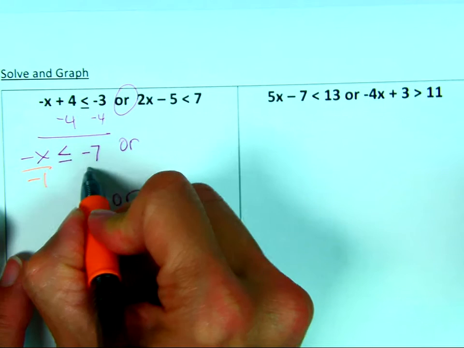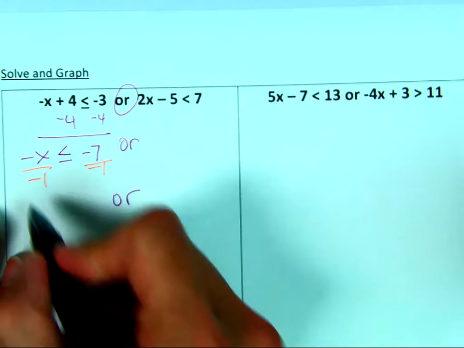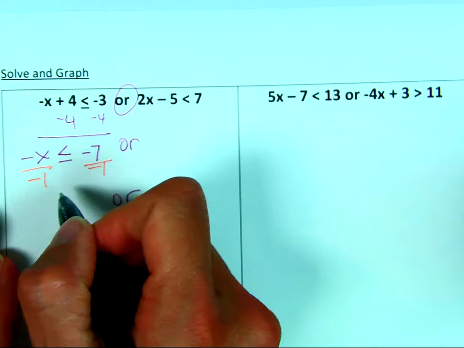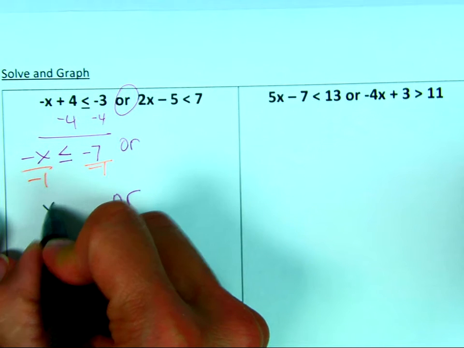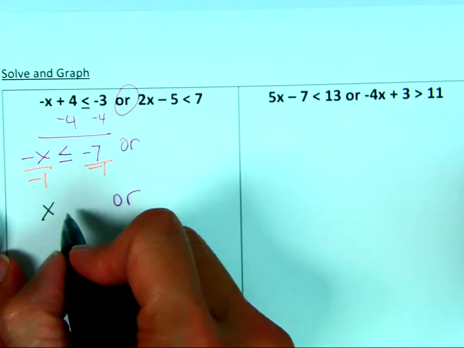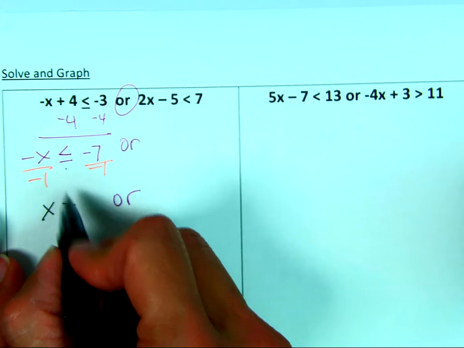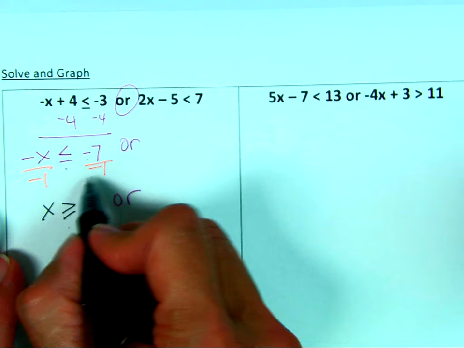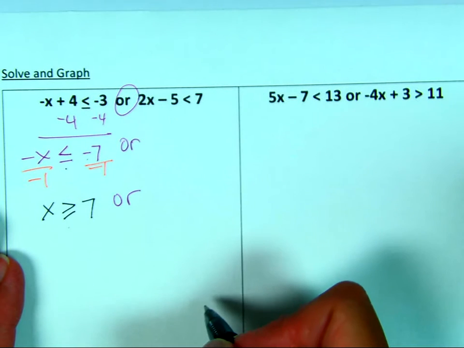When we divide by a -1 to get x alone, that means we have to flip the inequality sign. Remember, in our last video we explained why that is: it actually changes the truth value of that statement. So we are going to flip it around. It used to be less than or equal to. We're going to say greater than or equal to. Negative 7 divided by negative 1 is 7. So that's the left part of my or.